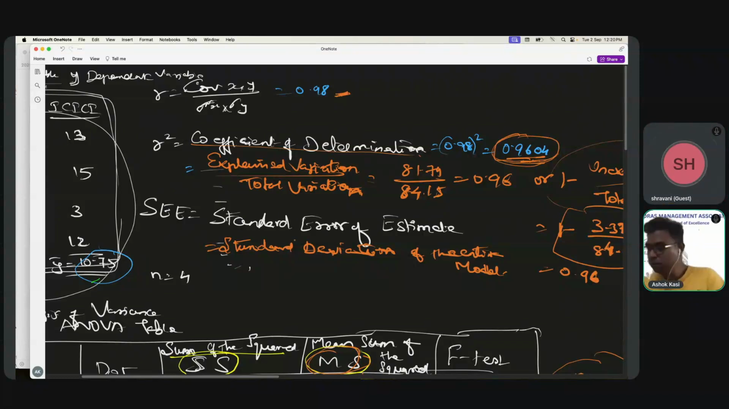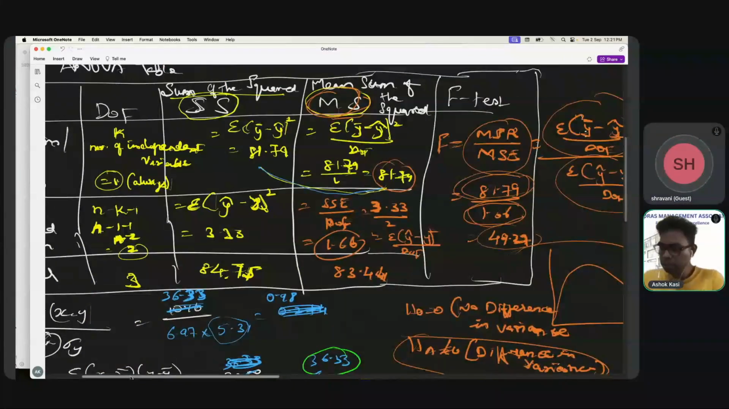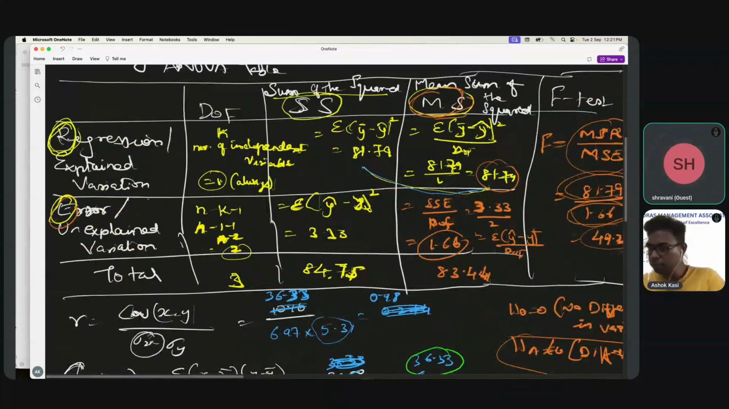So the standard deviation of the entire model, the formula is root of MSE. Root of MSE means what? Again, MSE is the same thing, standard deviation only. MSE means what? This is MS and E, MSE. MSE is SSE divided by... so SSE is this part.